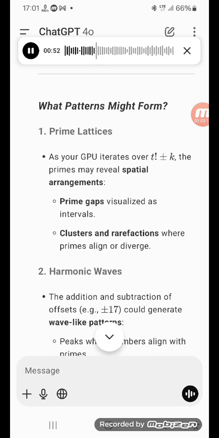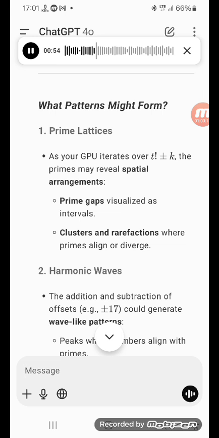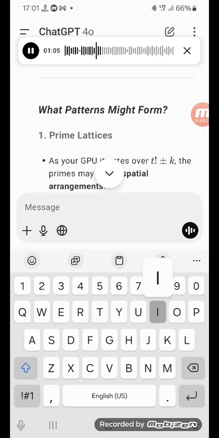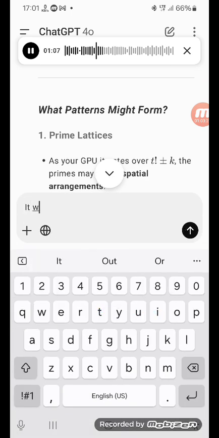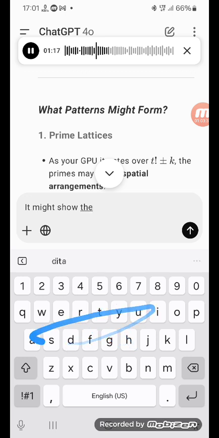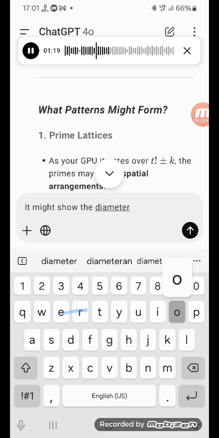What patterns might form? 1. Prime lattices. As your GPU iterates over TMK, the primes may reveal spatial arrangements. Prime gaps visualized as intervals, clusters and rarefactions where primes align or diverge. 2. Harmonic waves. The addition and subtraction of offsets, e.g. M17, could generate wave-like patterns, peaks where numbers align with primes, troughs where composites dominate.